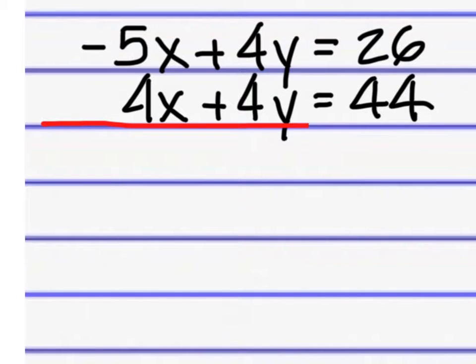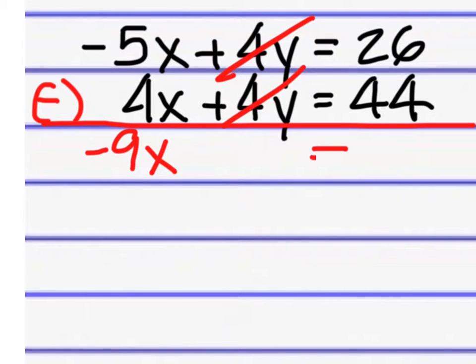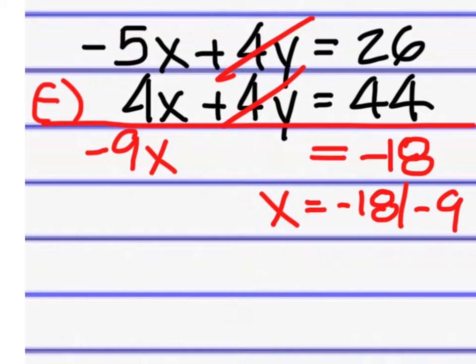Since I have two positive 4y's, would I have to add or subtract them to get 0? Subtract. So when I subtract, I need negative 5 minus 4. What is negative 5 minus 4? Negative 9. So negative 9x, and these cancel out. What is 26 minus 44? Negative 18. So we will do negative 18 divided by negative 9 and get an answer of what for x? 2.